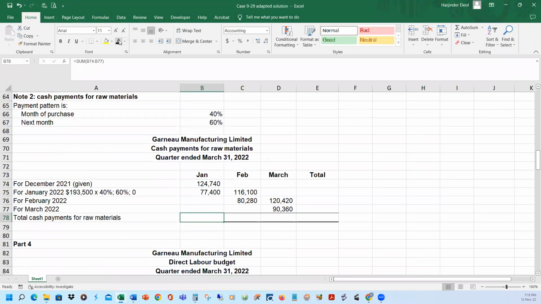You add things up vertically. For the month of January, we are going to be paying $202,140. In February, we'll pay $196,380. And in March, we'll pay $210,070. The total amount of payments to be made for raw materials purchases, therefore, for this quarter work out to $609,300, and that represents the sum of these total values.